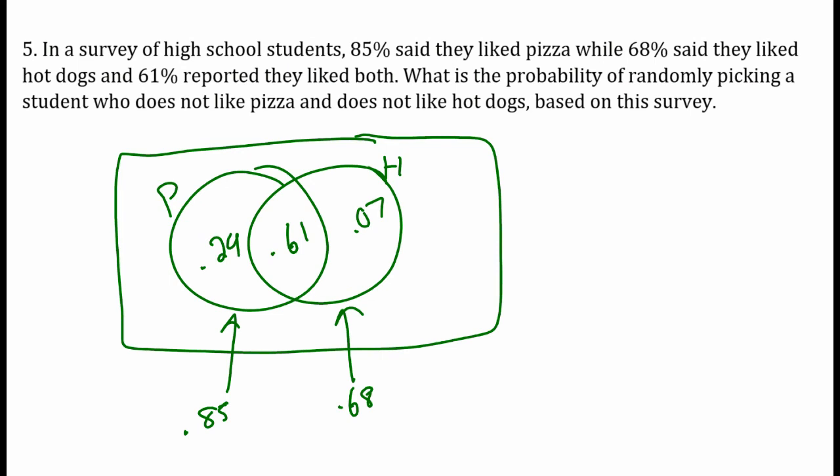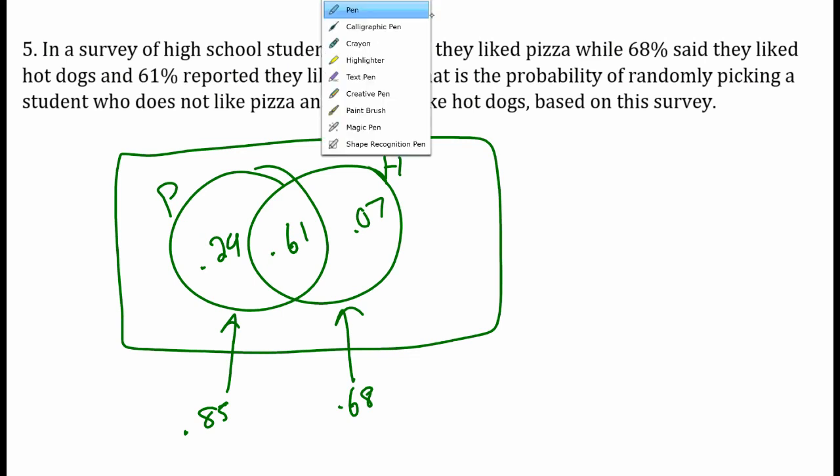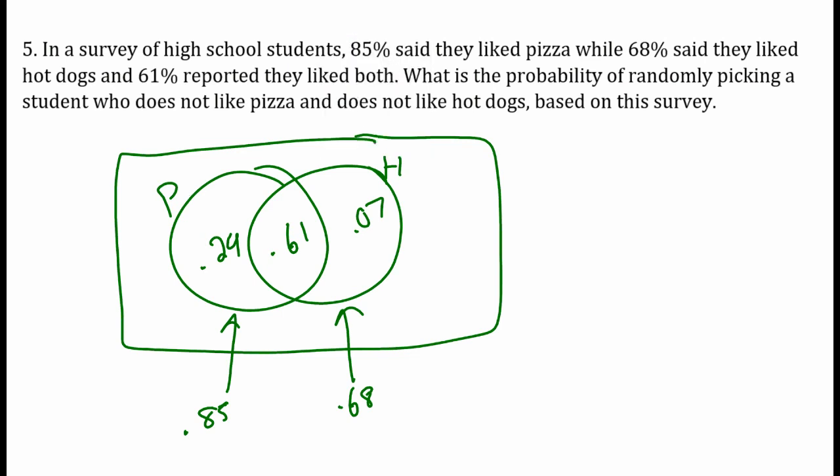Well, I want to know the probability that someone does not like pizza and does not like hot dogs. So the probability of not pizza means I can't be in the pizza circle, and not hot dogs means I can't be in the hot dog circle. So that means I need to be on the outside. I need to be in that rejected area where I'm not in either of the two circles.